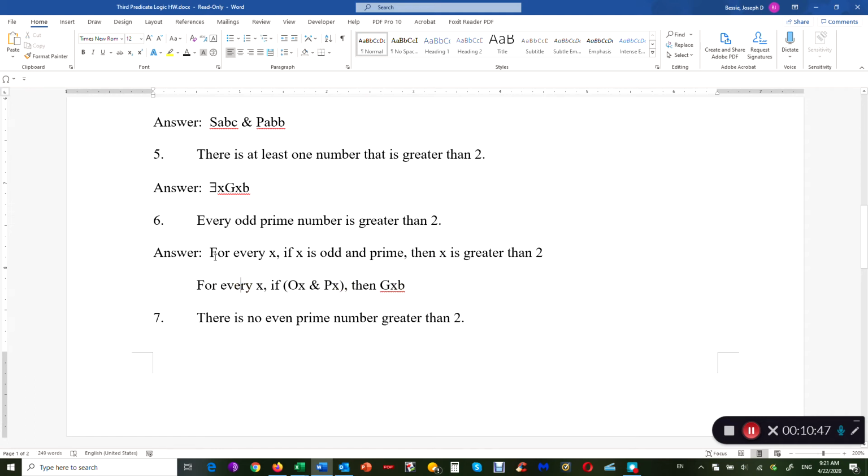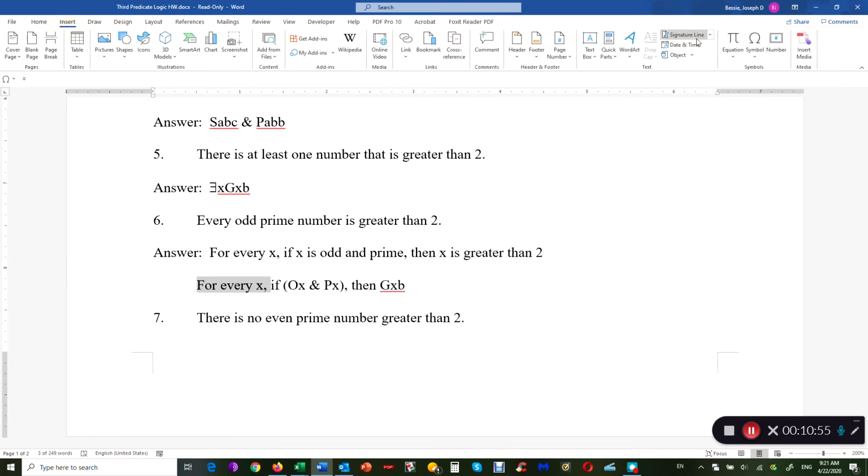And the way we represent that, finally, is with the universal quantifier. For every x, that's just our universally quantified expression for all x. And then I'll put a bracket in because I'm going to use parentheses right away to distinguish the antecedent. If Ox and Px, the then is just the arrow, then Gxb. For all x, if x is an odd prime, then it is greater than 2. So I'll put that for my answer here.